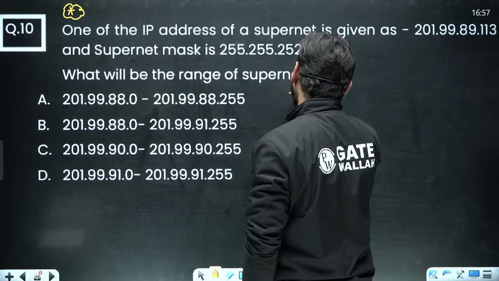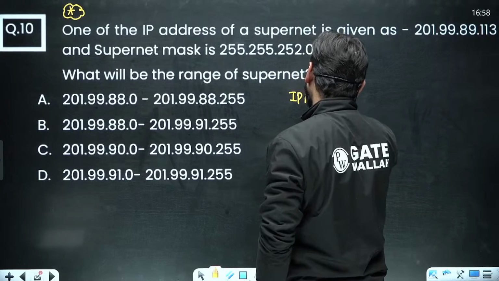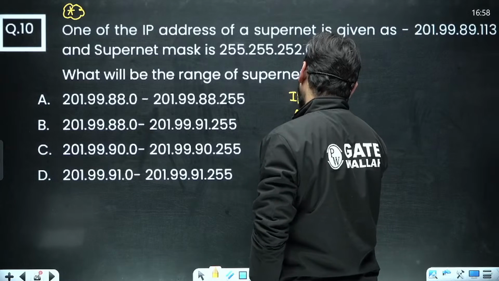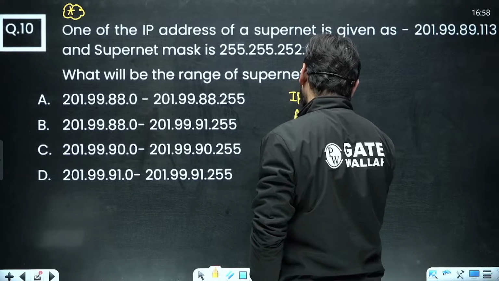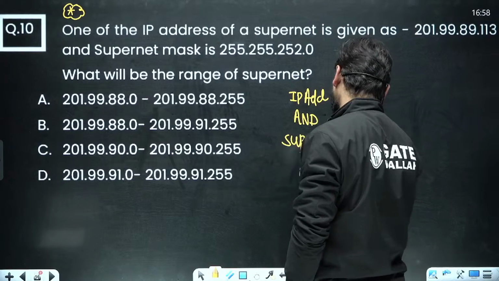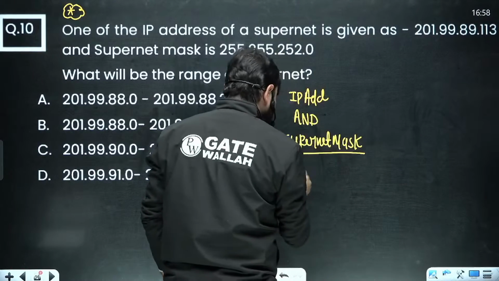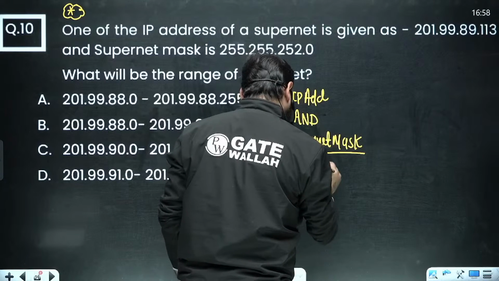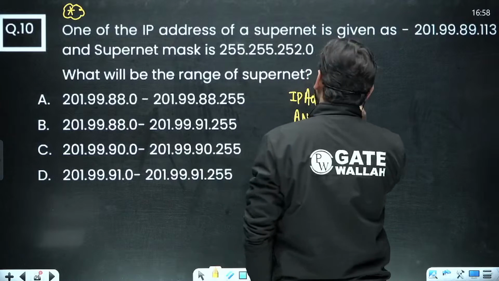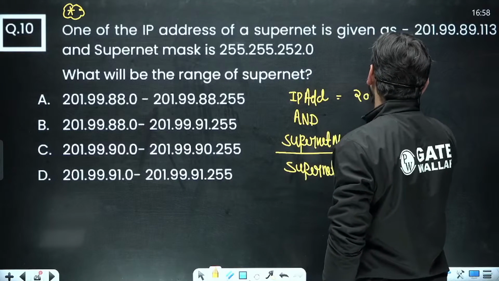If I take this IP address and apply bitwise AND with the supernet mask, this is nothing but the supernet ID. This is a really interesting question. Maybe in 2023 this type of question can be asked. What is the IP address given here? 201.99.